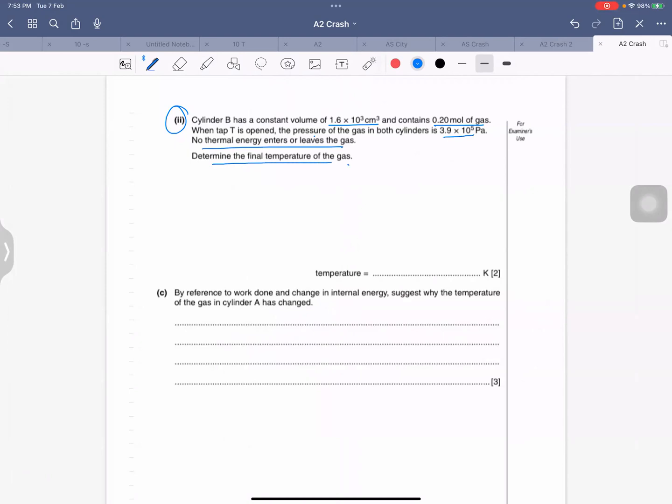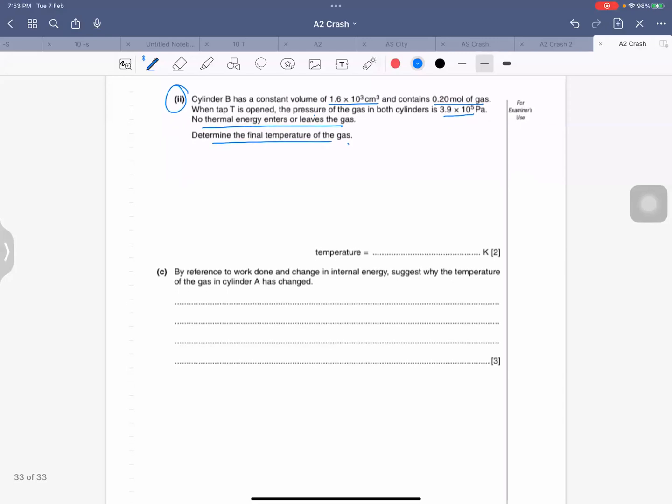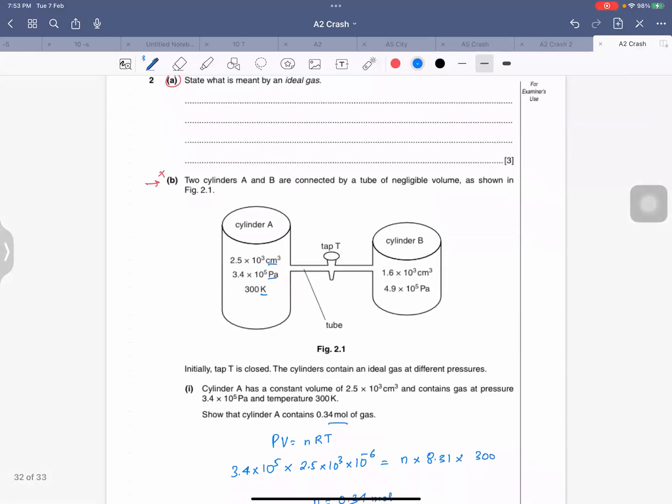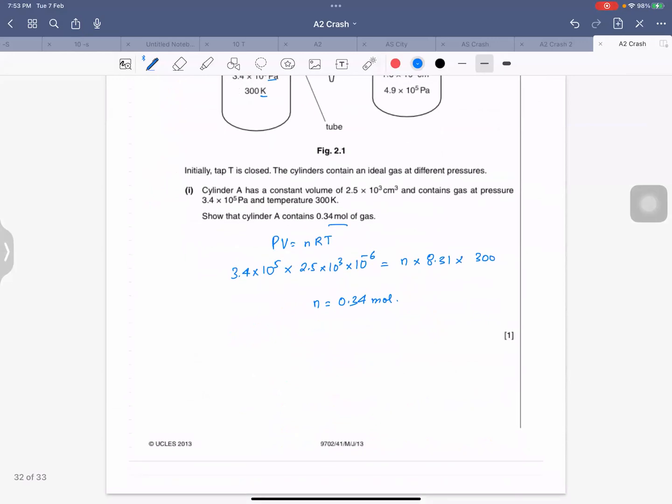Now, this is something very, very important, okay? Let me tell you the issue with this sort of question. The issue is that when you basically go back, you realize that here you have 0.34 moles in this one and 0.20 moles in this one. So moles is the real thing that you need to remember, because the amount of gas is not going to change. So then the total amount is going to be 0.34 plus 0.20. What is that going to be?